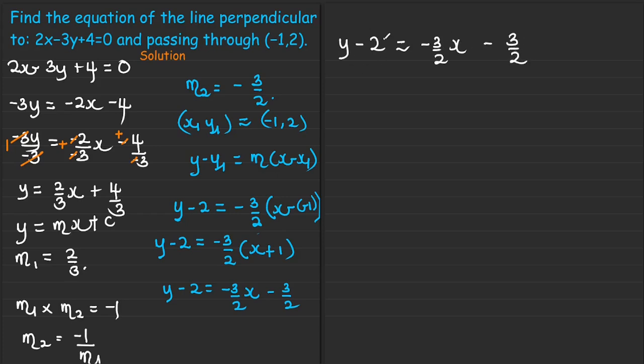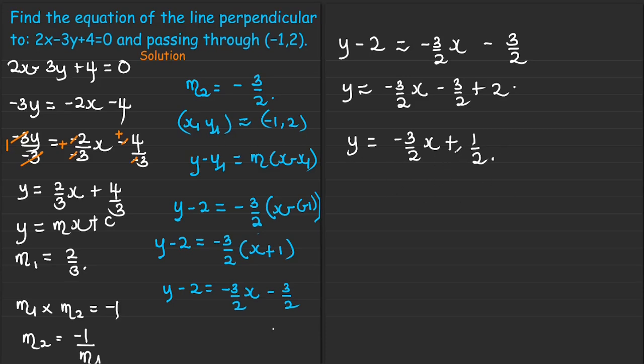We need to move the negative 2 to the other side so that we can do that simplification. So we have y equals negative 3 over 2x minus 3 over 2, plus 2, which gives us negative 3 over 2x plus 1 over 2. You can leave it this way, which is absolutely correct.